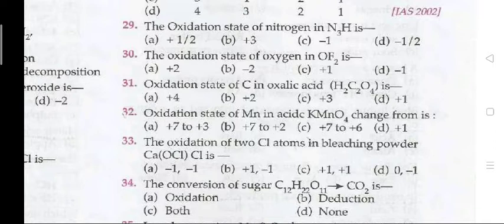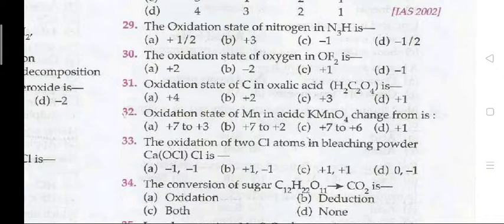The oxidation state of nitrogen in NaN3 is, the right answer is D, -1/3. The oxidation state of oxygen in OF2 is, the right answer is A, +2. The oxidation state of carbon in oxalic acid H2C2O4 is C, that is +3. Oxidation state of Mn in acidic KMnO4 changes from +7 to +2, the right answer is B.